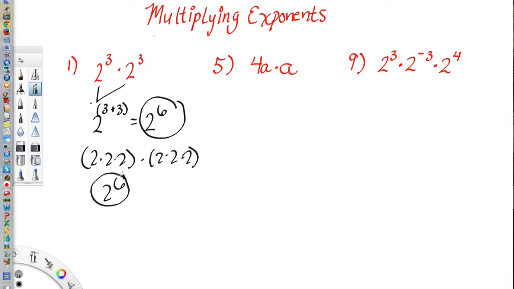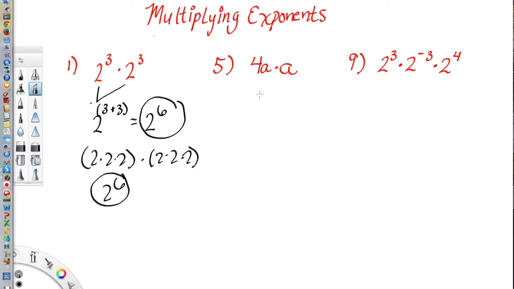Either way, I'm going to get 2 to the 6th power, or I can realize there's a pattern here. I'm going to be multiplying 2, this base, using it as a factor 3 times here, and then 3 times as a factor here, altogether 6 times. Now let's look at number 5.